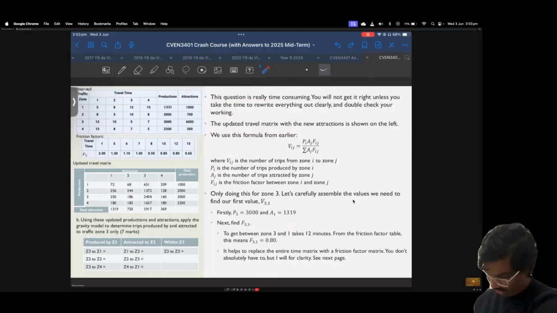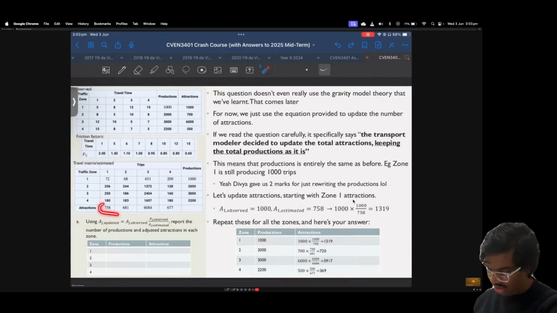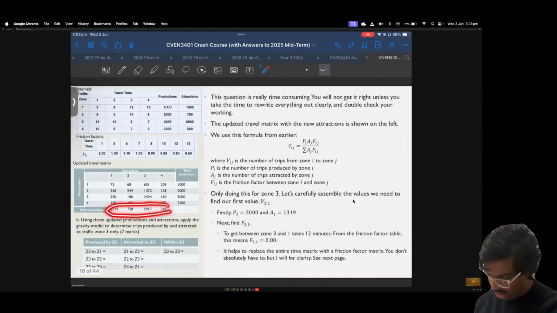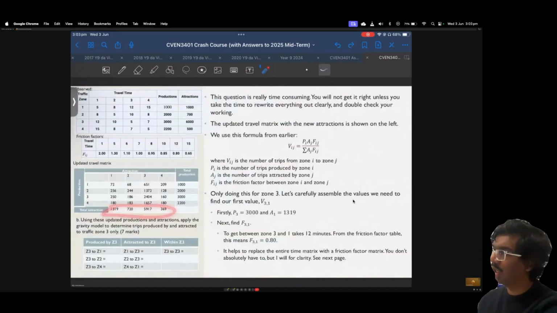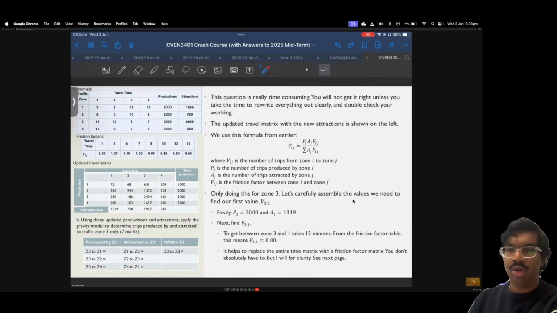So what I've done is I've updated the travel matrix with the new attractions on the left. Before, these were the attractions, and now I've updated them, and these are the attractions now. All the other values have remained the same. It's just this bottom row that is now different because we just did an iteration with the attractions. So now we're going to use that formula from earlier that I took a while to talk about, and we'll go through it slowly. We're only doing this for zone 3.